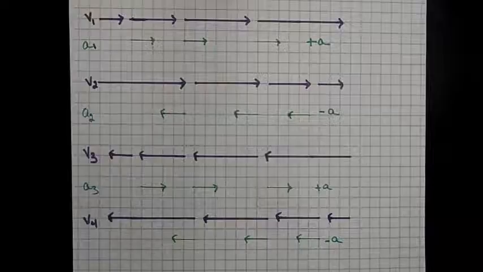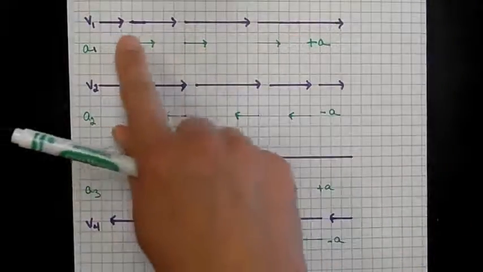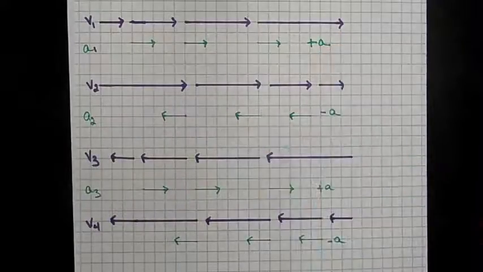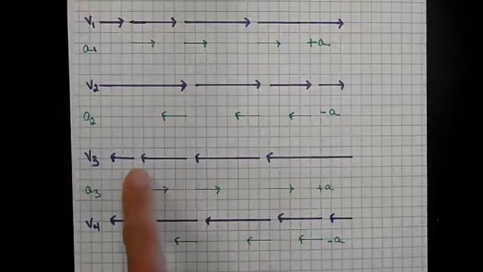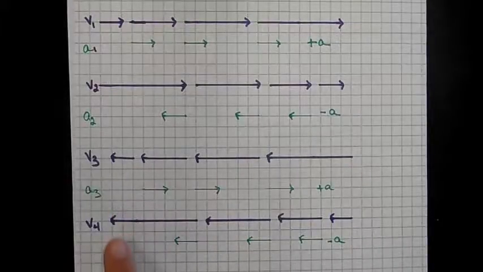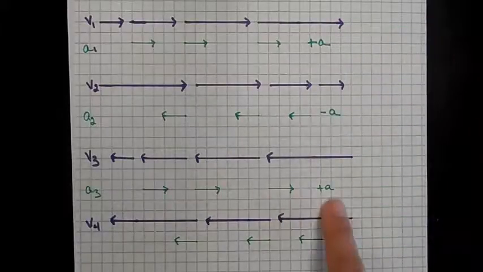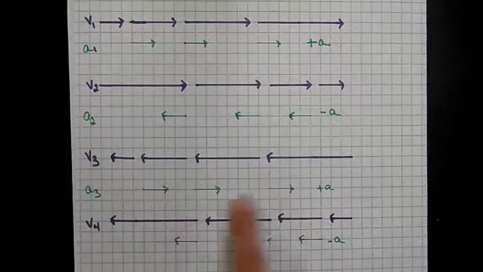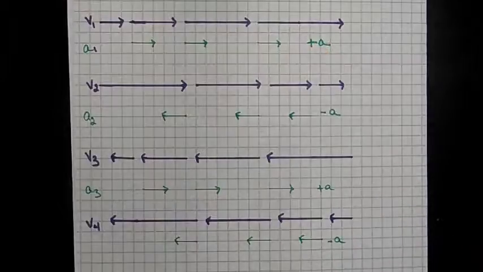So we can have positive acceleration in 2 different situations. We can have a positive acceleration when our velocity is increasing in the positive direction. We can also have a positive acceleration when our velocity is decreasing in the negative direction. Both of those are positive accelerations. The positive only tells you the direction of the acceleration. So the acceleration is in the positive direction.